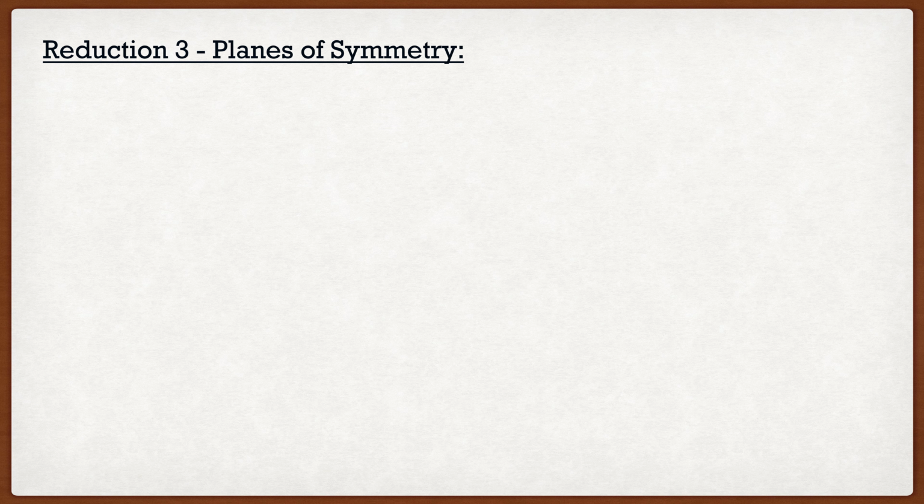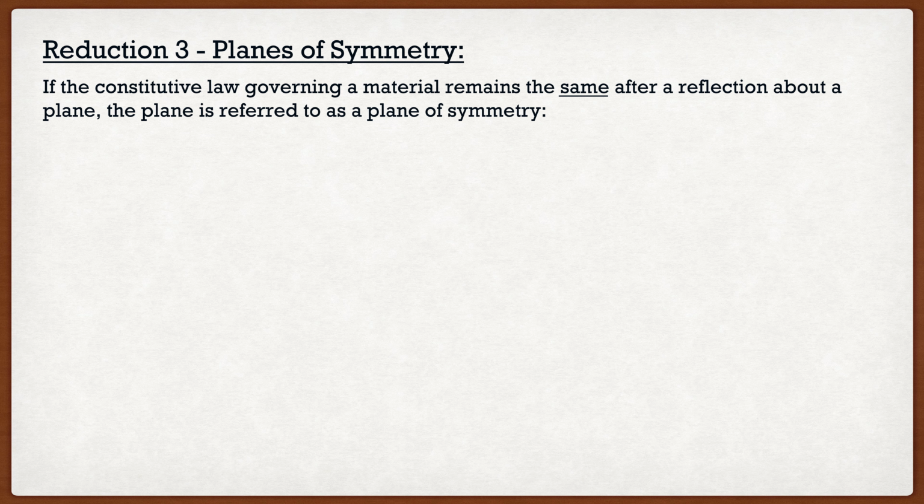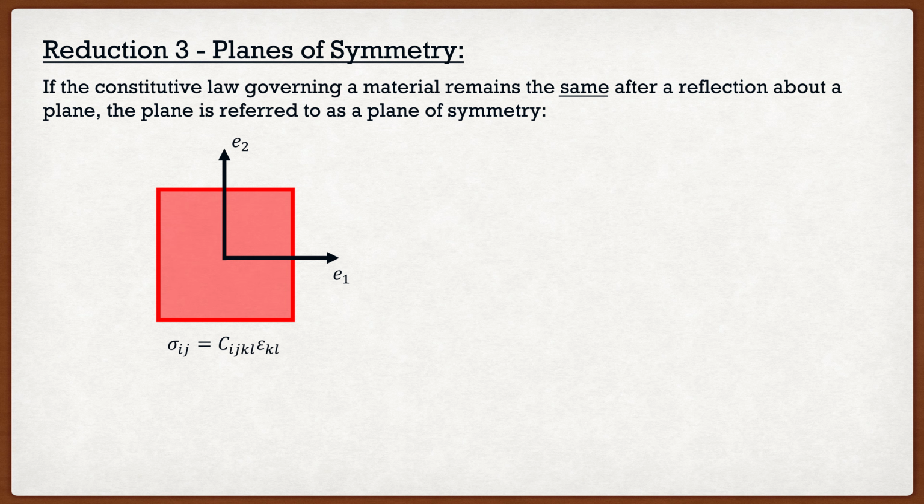The first thing that I want to talk about is just what is a plane of symmetry, because again, we said that we're making all these reductions due to planes of symmetry, but it's kind of hard to figure out what a plane of symmetry is. So basically, if the constitutive law, remember that C matrix, governing a material remains the same after a reflection about a plane, that plane is referred to as a plane of symmetry. So let's say that I had a material here in 2 dimensions, so it's defined by E1 and E2, and I have my relationship as follows, where sigma ij is equal to Cijkl times epsilon kl. Now, let's say that this green plane here, which is vertical throughout this little square, is a plane of symmetry.